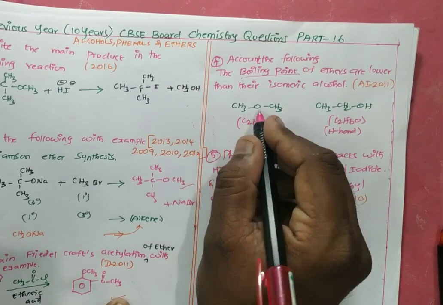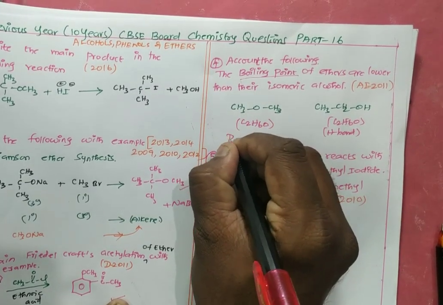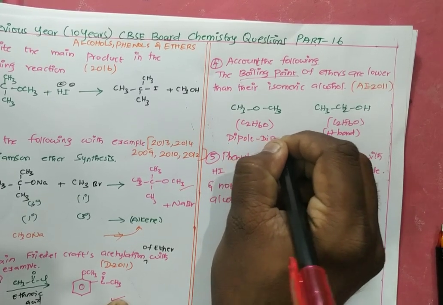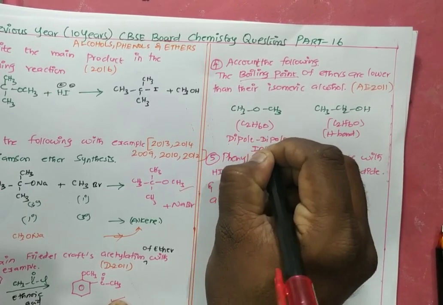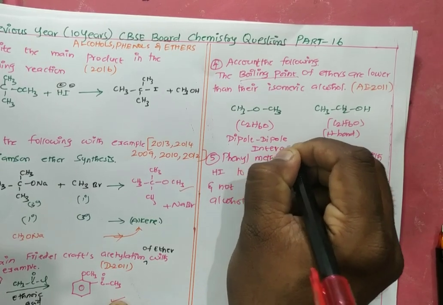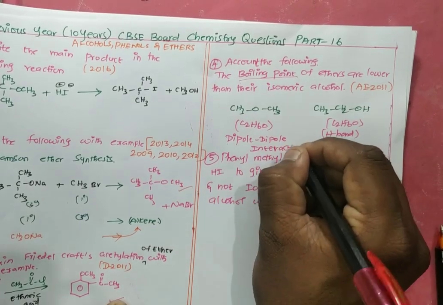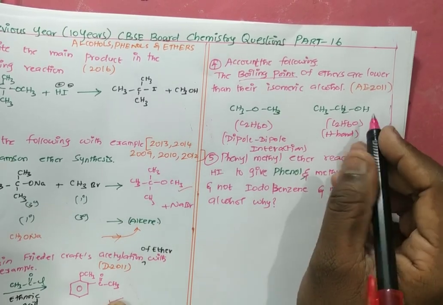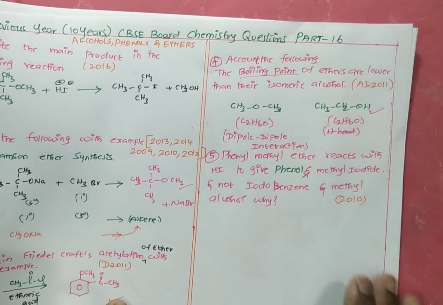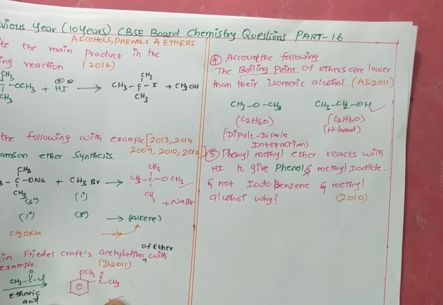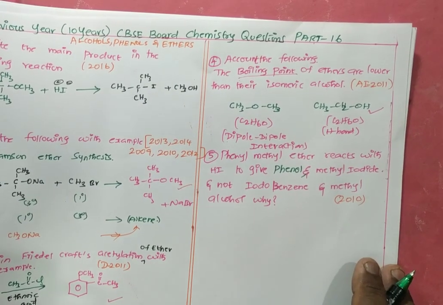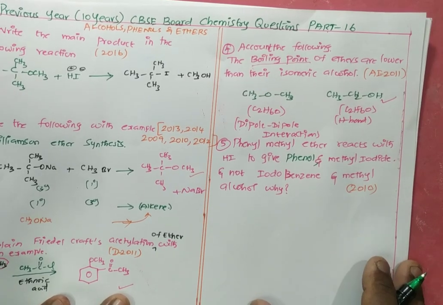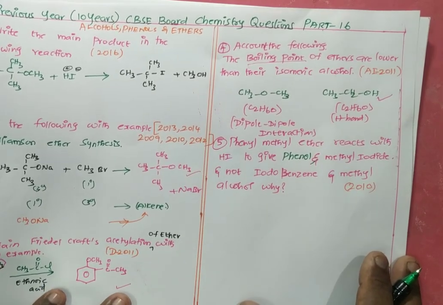But in the case of ether, it has only dipole-dipole interaction. That is why it has a very low boiling point when compared to alcohols. So alcohols have a much higher boiling point, and this is due to hydrogen bonding. If you don't know about hydrogen bonding, please go and watch my previous video, then you will get an idea about this.